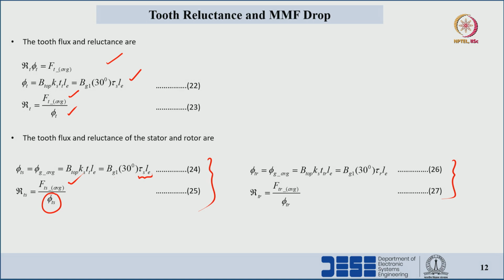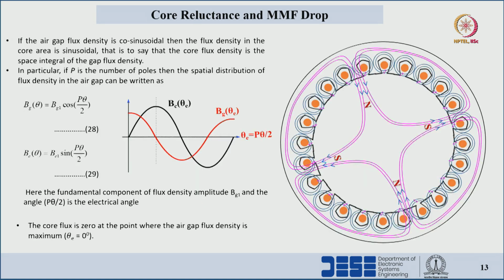After knowing the reluctance and MMF drop at the tooth, now we will calculate the reluctance and MMF drops at the core side, because as of now we have discussed the MMF drop at the air gap and the MMF drop at the tooth portions of the stator as well as the tooth portions of the rotor. Now, we will calculate the MMF drop at the core portion. The flux lines are flowing in the core here as well as here, in the rotor core.